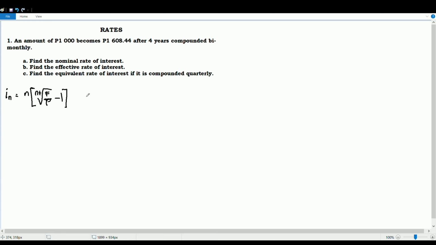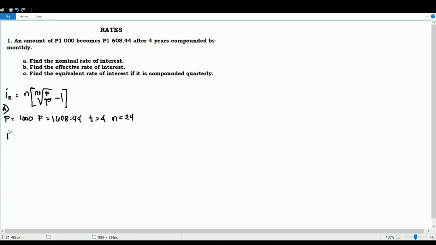Let's identify first the given values. We have the principal amount is 1,000 with a future value of 1,608.44. Within 4 years, the term is 4. And n is bi-monthly, that is twice in a month, and we have 12 months, so we have 24. So we have to find the value of I subscript n.